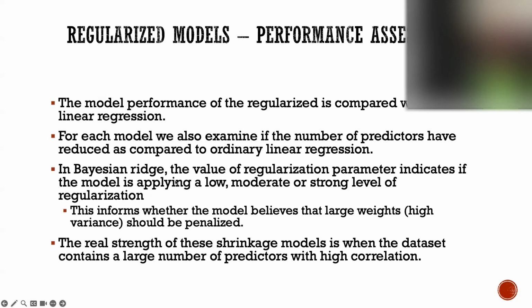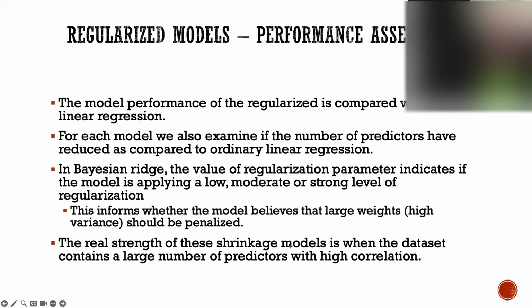In Bayesian Ridge, one of the techniques that we have there, we could also look at the regularization parameter that it provides. It throws out a value for what that regularization parameter is. And that tells us whether the model is applying low, moderate, or high levels of regularization. If it's applying high levels of regularization, that means it believes that there should be large weights that need to be penalized, right? So there's something which tells us that that model is indicating that it tries to reduce the number of predictors.